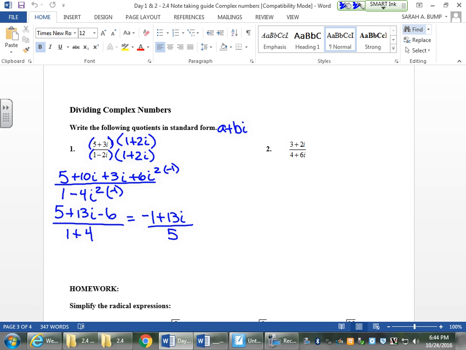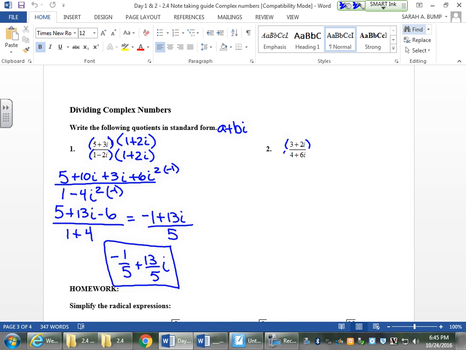To get it in the a plus bi format, you just divide by 5 individually. So we will separate this as negative 1/5 plus 13/5 i. And that's all there is to that. So your key thing with division is you have to multiply by the conjugate of the denominator to go ahead and figure out that. Let's try number 2.